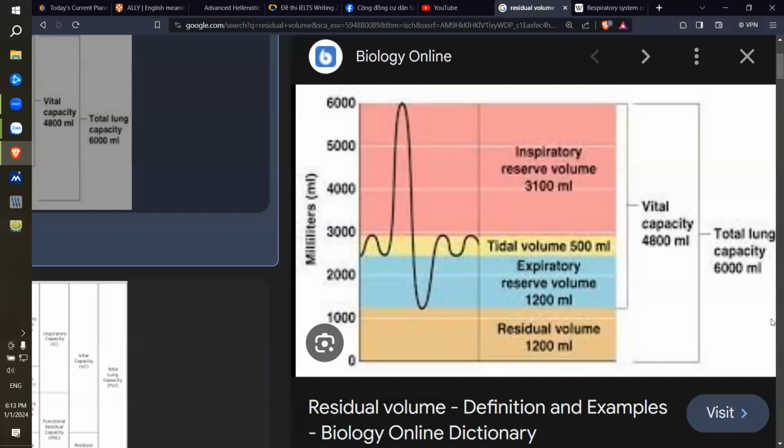The functional residual capacity is important to determine the amount of air available for gas exchange in the lungs, and it can detect some respiratory diseases such as chronic obstructive pulmonary disease and asthma.